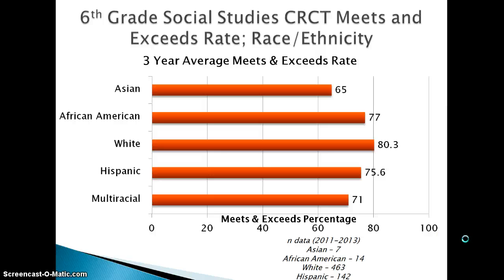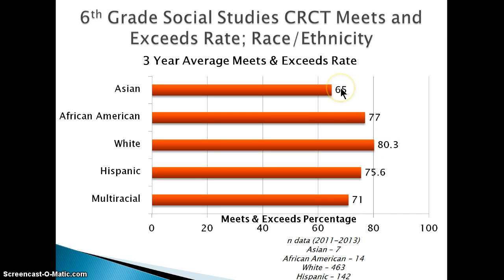And if you look here at the bottom, you see your end data. There's one that's cut off. It's multiracial students. Over a 3-year period, 13 multiracial students were issued the 6th grade social studies CRCT. 7 Asian students were issued the test, 14 African American, 463 white, and 142 Hispanic. So from the previous slides, you can see that this holds fairly true with the white and the Hispanic populations. If you average them out, that would be pretty close to what it is. Same for this. But you get a better scope.